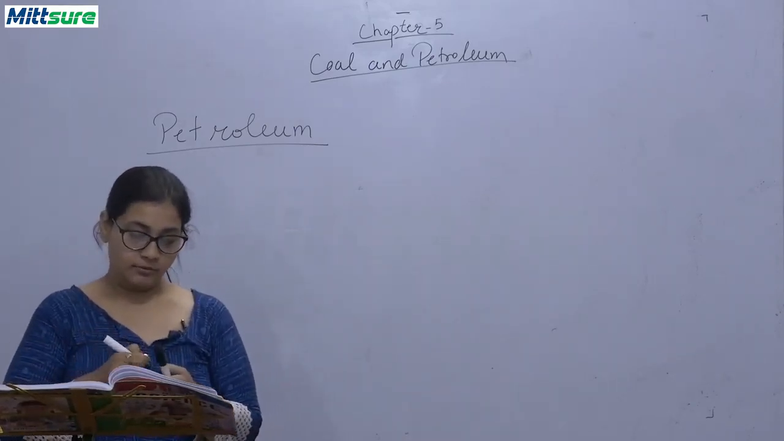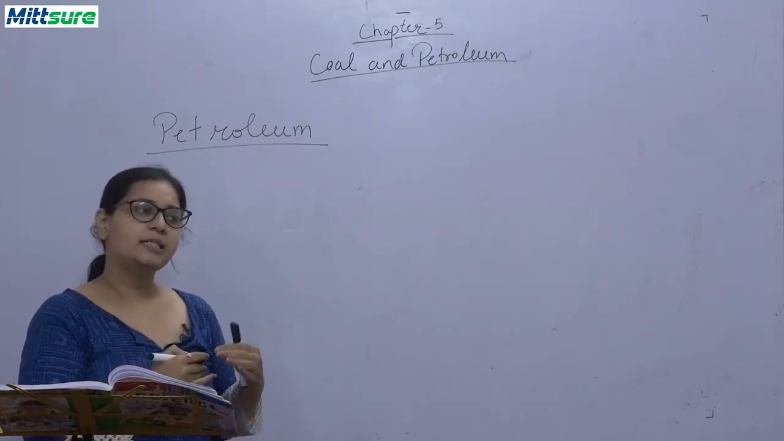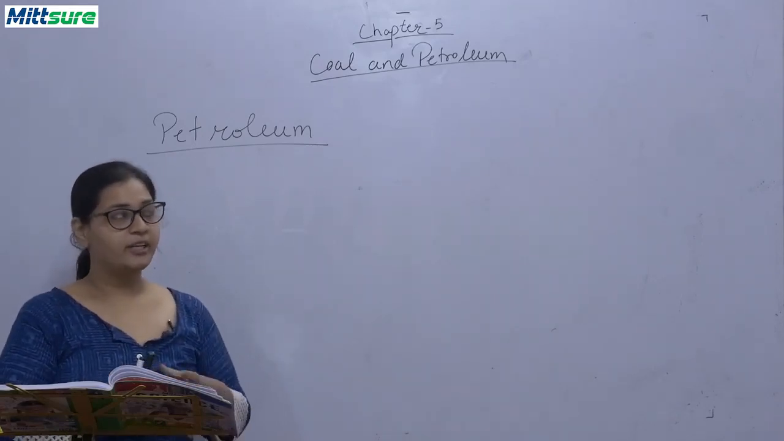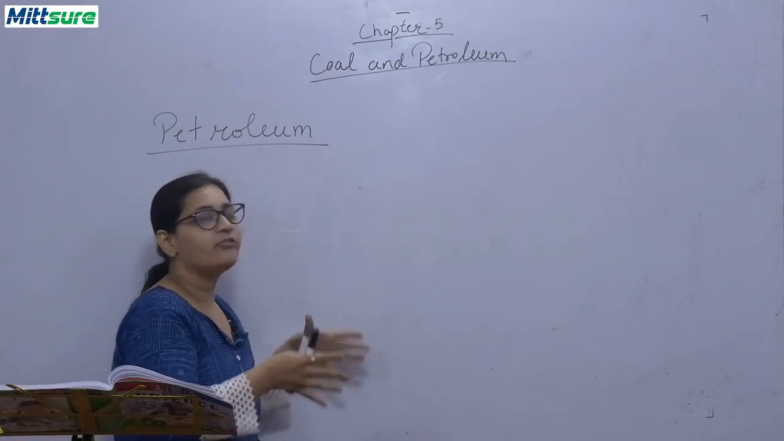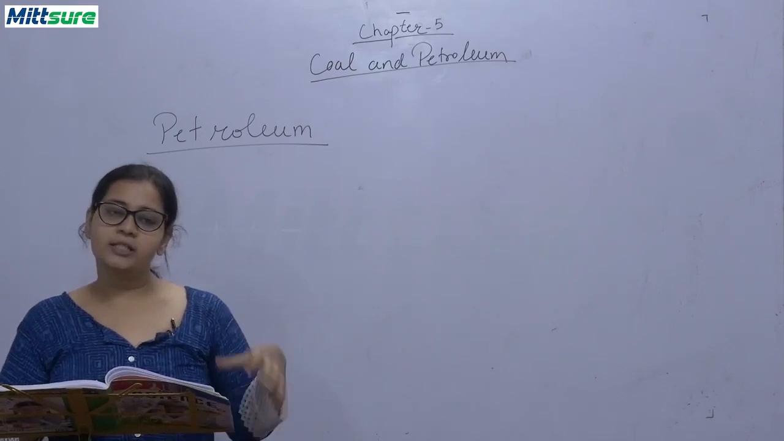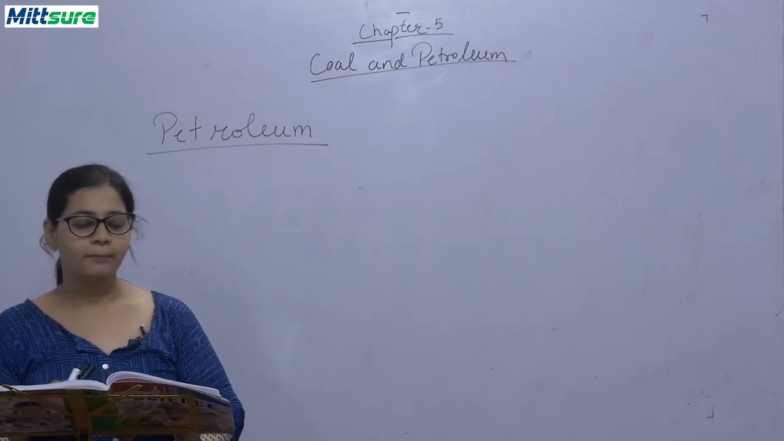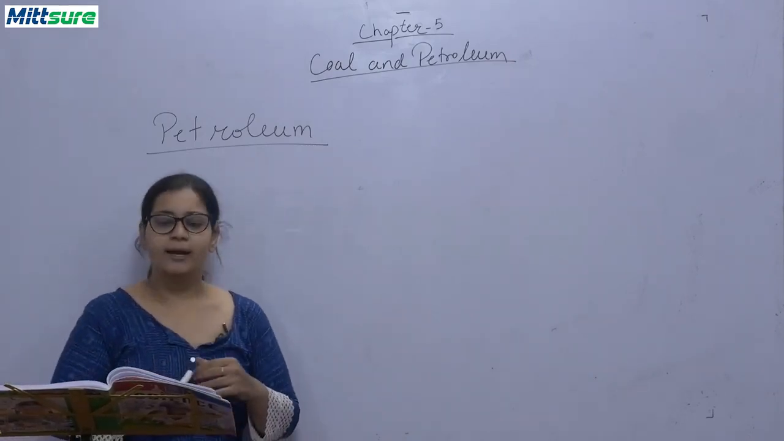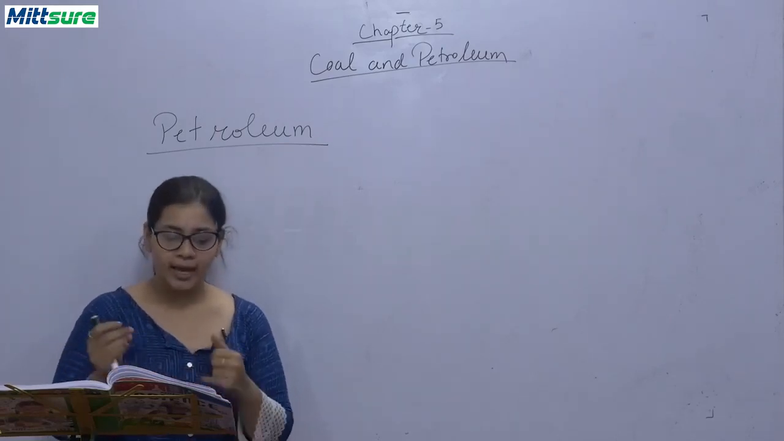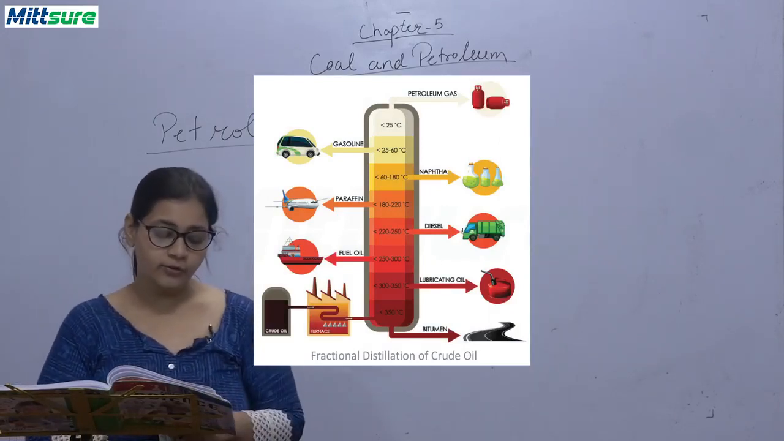What happens? These miscible liquids are heated up, and these separate parts have different boiling points, and we keep them in a specially designed tower, and this tower is called a fractionating tower or fractionating column. This column works continuously with heated crude oil piped in at the bottom, and at different levels different products are taken out, as you can see in the image given in your books of the fractional distillation of crude oil.